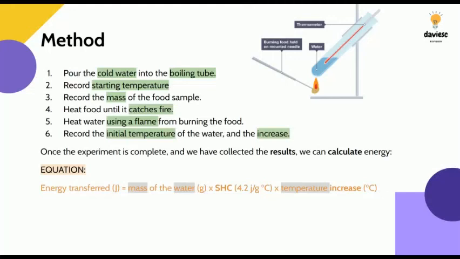And once we've done that and we've collected all our results and repeated the experiment, we can calculate our energy, which we do by mass of the water times specific heat capacity, which is always 4.2, and then multiply that by the temperature increase. Note that you will usually be given this equation in a question.